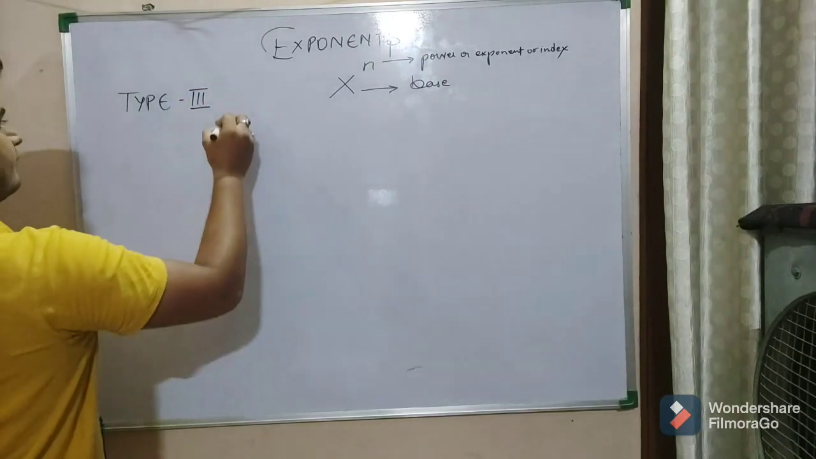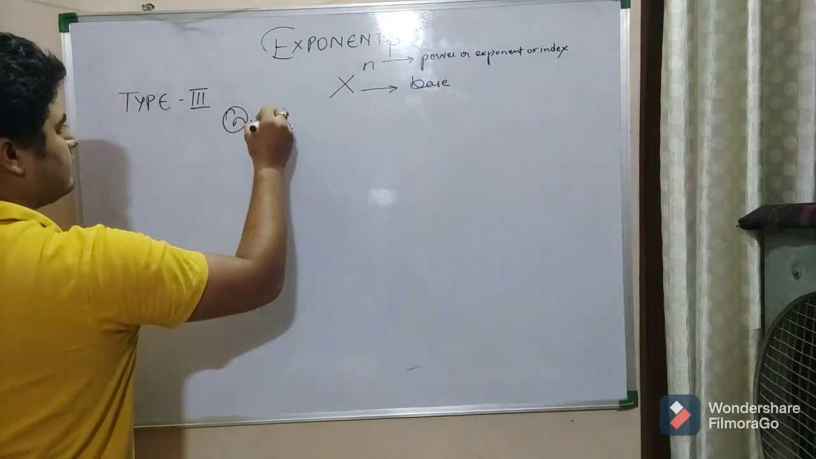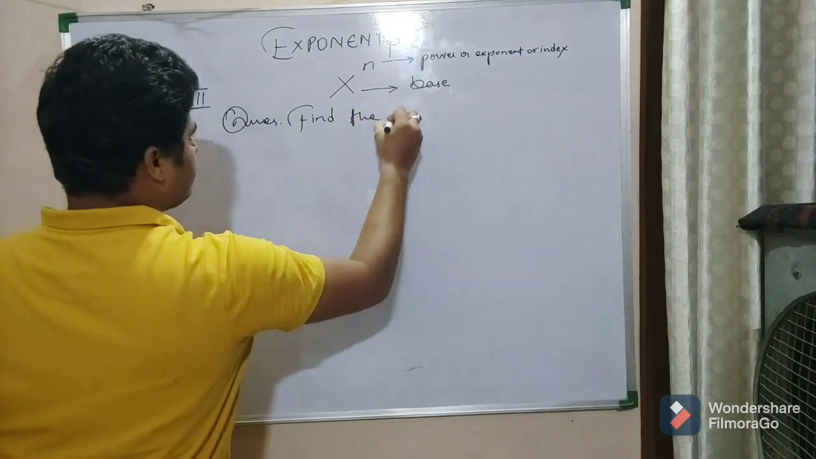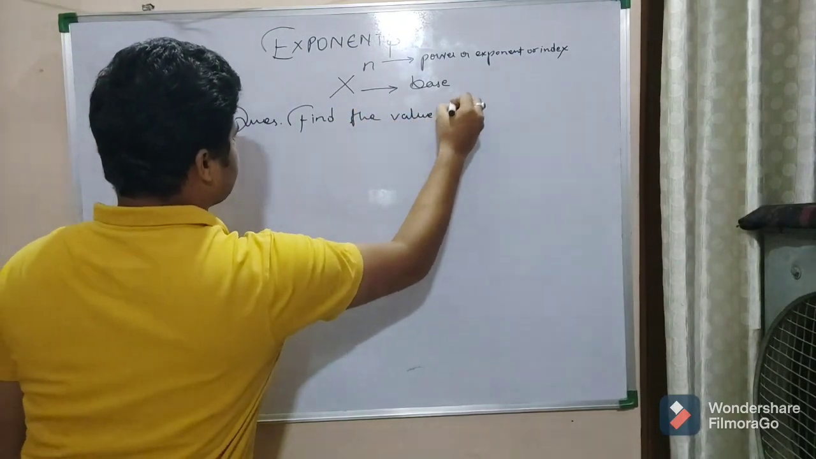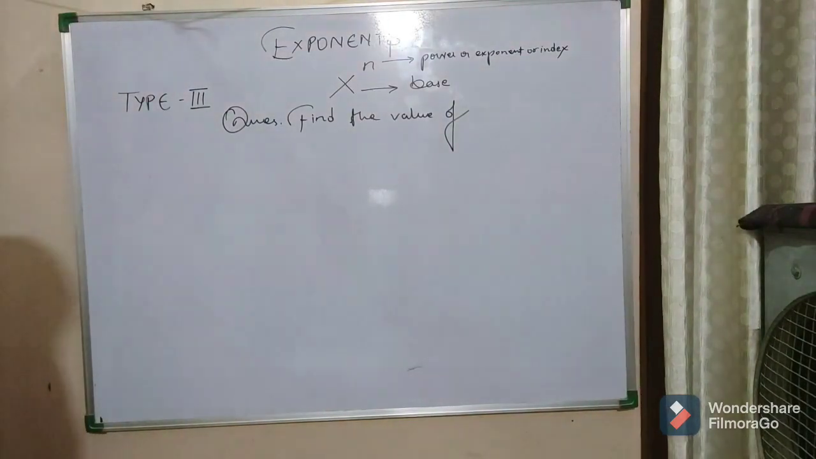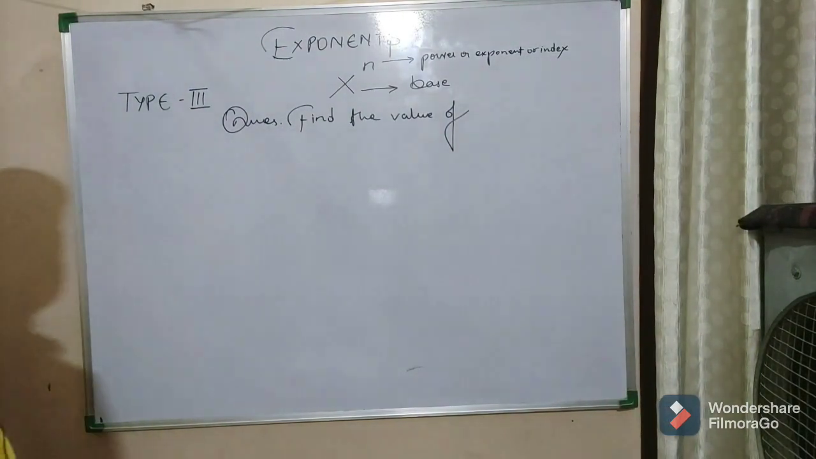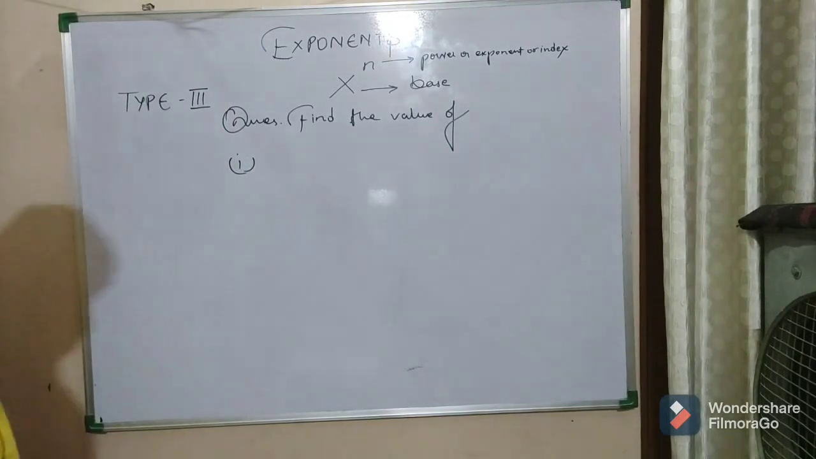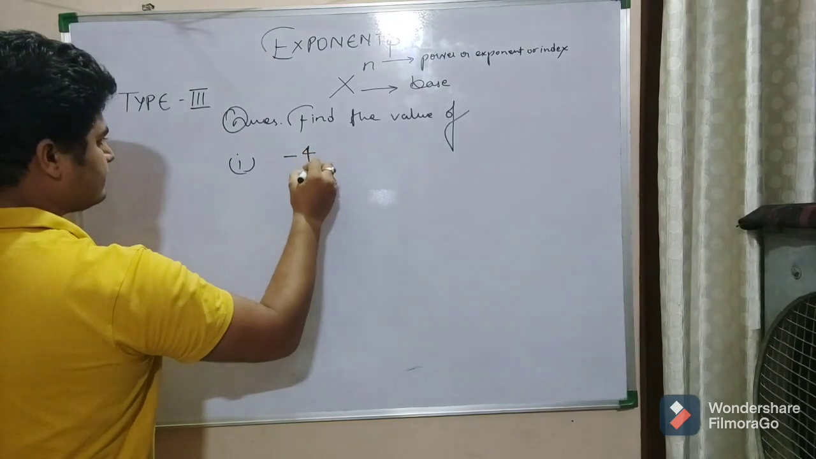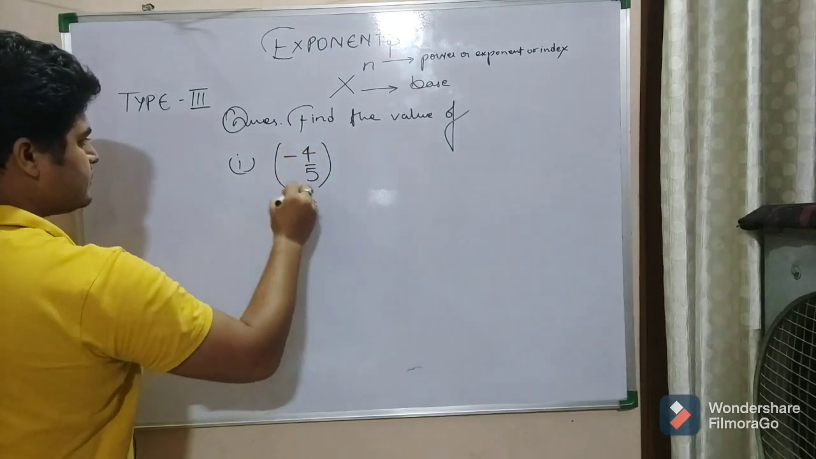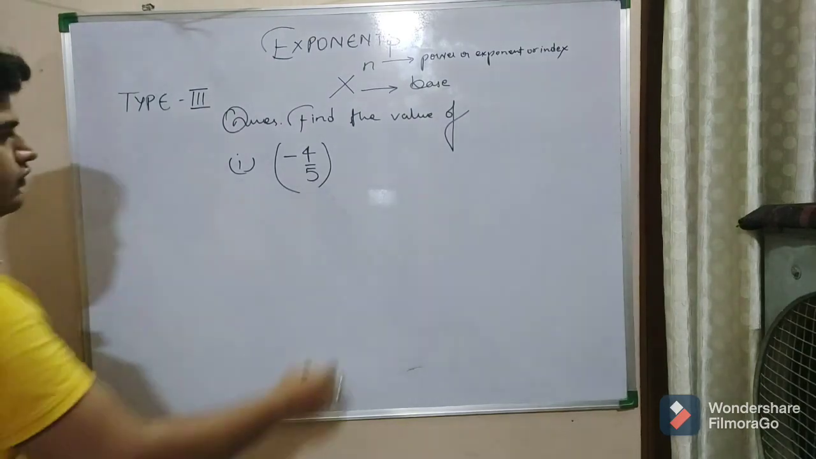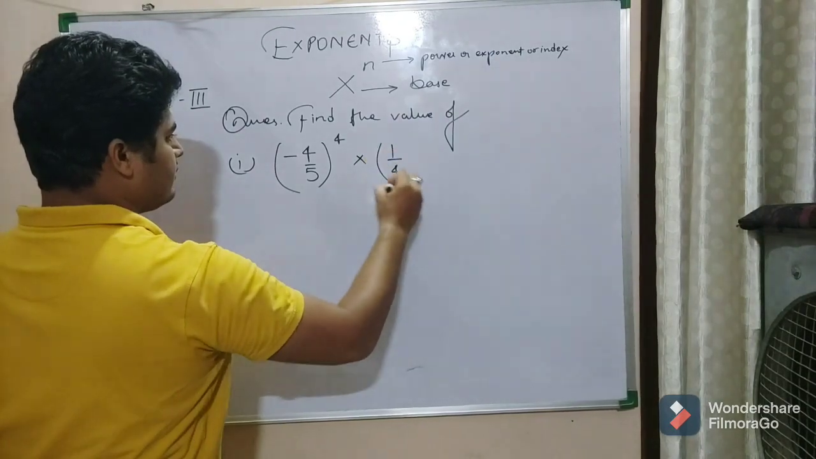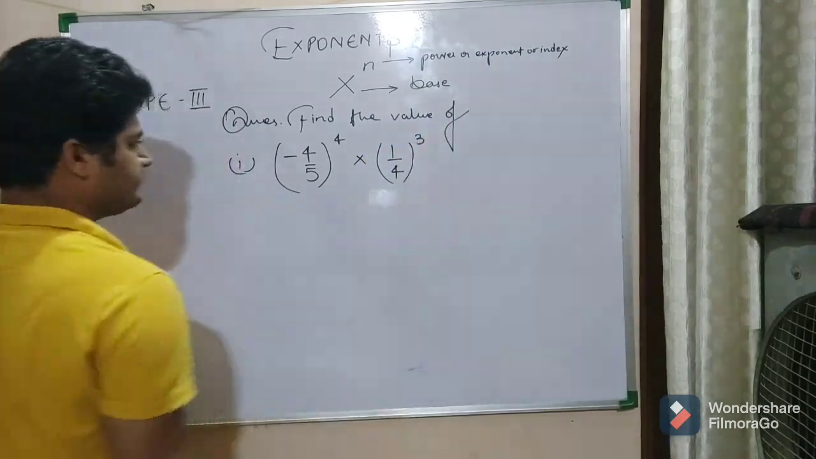The third type of problem which you can see in your chapter is like, for example, you have to find the value of, like, for example, it is saying (-4/5) raised to the power 4 multiplied by (1/4) raised to the power 3.